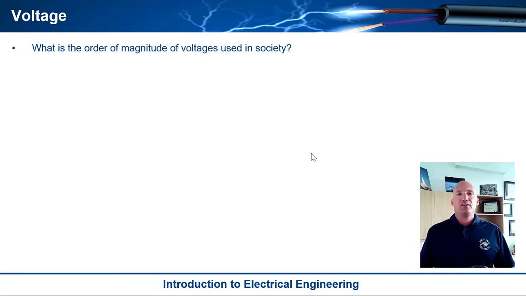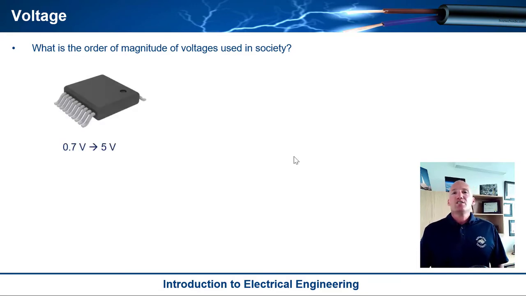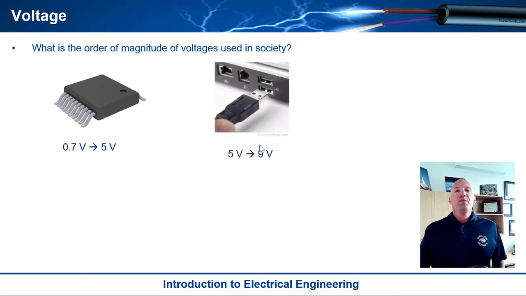In terms of magnitudes of voltages used in society, small integrated circuits, ICs, little chips in computers, can be powered anywhere from half a volt, 0.7 volts, all the way up to maybe 5 volts in modern computers. The trend is that electronics use lower and lower voltages. A standard USB port on a Windows machine outputs 5 volts. Using that same connector, you'll sometimes see 9 volts in some applications, but we're talking about a handful of volts.